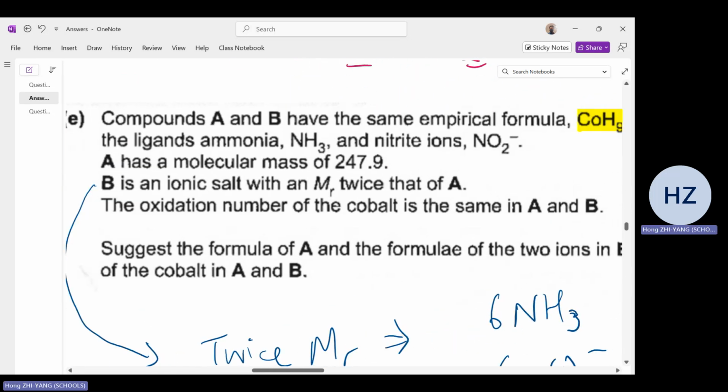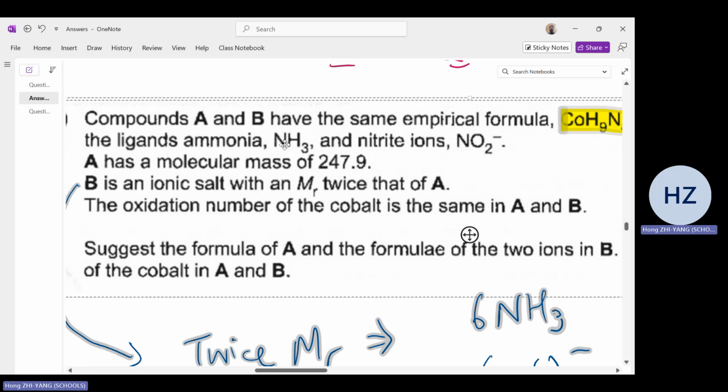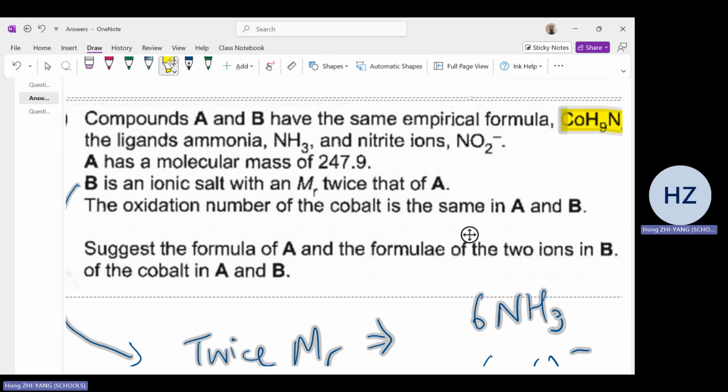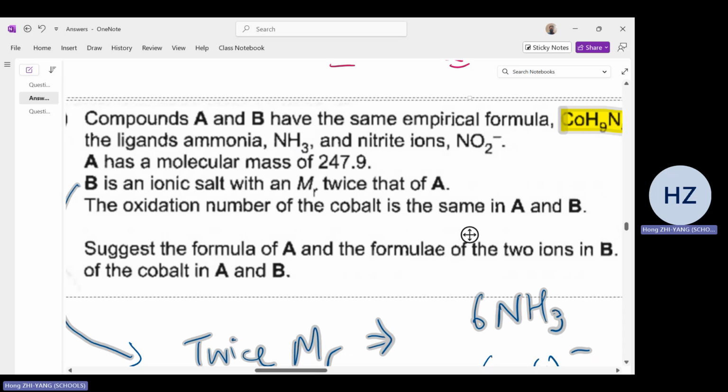You can see I have a lot of scribblings already. There are two ligands only. Can you highlight for yourself? The two ligands are ammonia and nitrite.